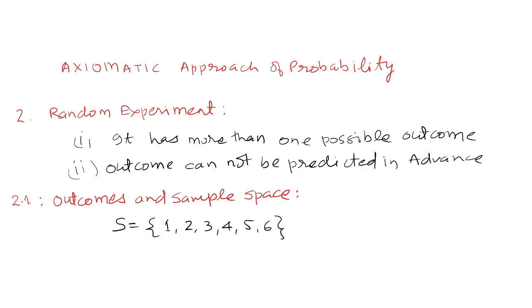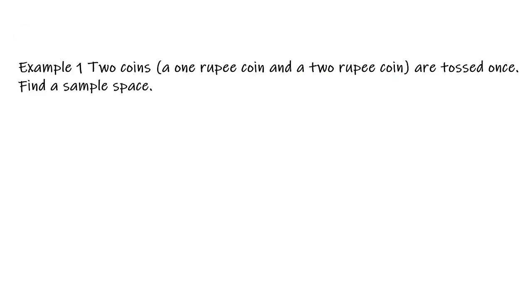and all these elements in set notation, S equal to {1, 2, 3, 4, 5, 6}, is called the sample space, and each element is called a sample point. 1 is a sample point, 2 is a sample point, 3 is a sample point, 4 is a sample point, 5 is a sample point, and 6 is a sample point. All these elements are sample points. We will learn the sample space by examples.